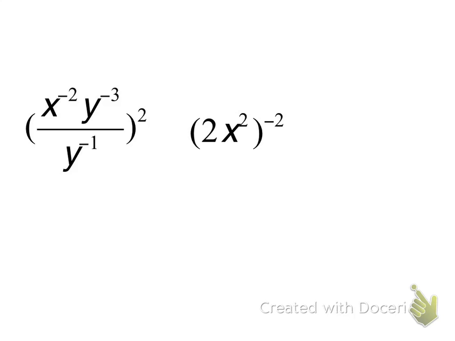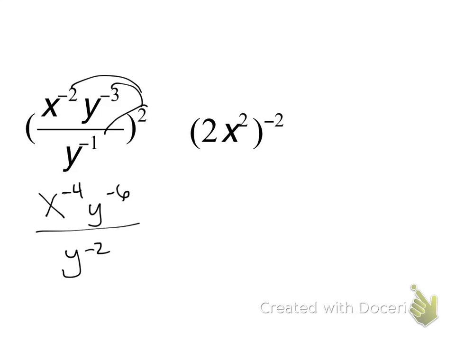So what I'm going to do is, I could move my negative exponents around, or I could just distribute this 2 right off the bat. So I'm going to distribute the 2 right off the bat. I got to distribute to everything, and since everything already has exponents, I don't have to add 1s to anything. So I'm going to have x to the negative 4, y to the negative 6 over y to the negative 2.